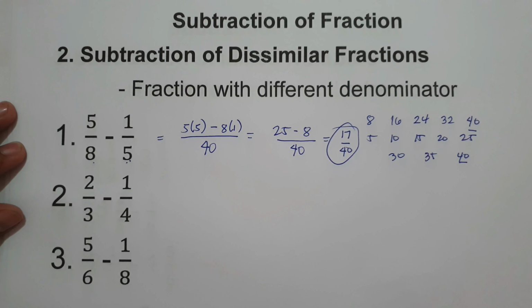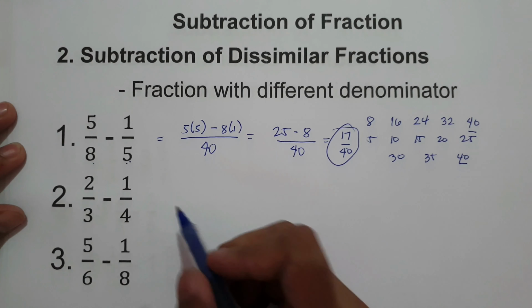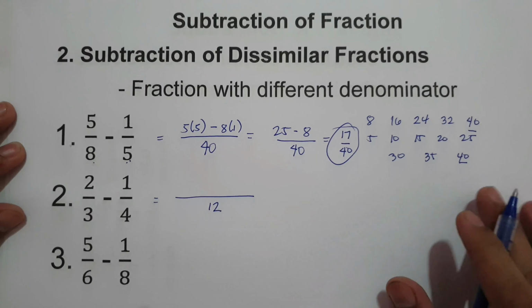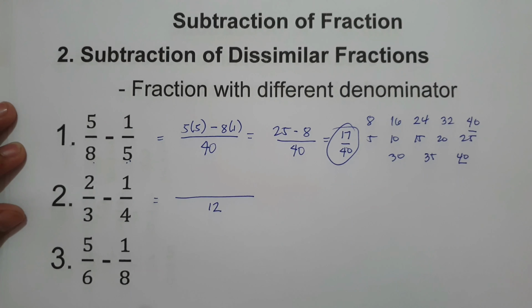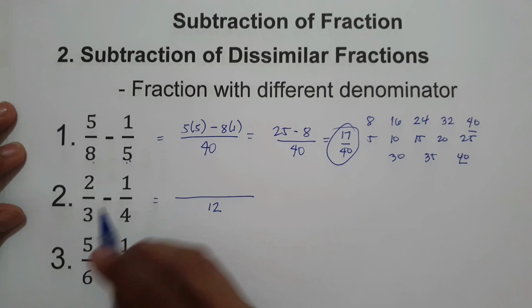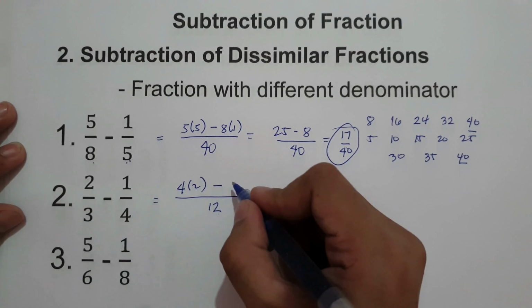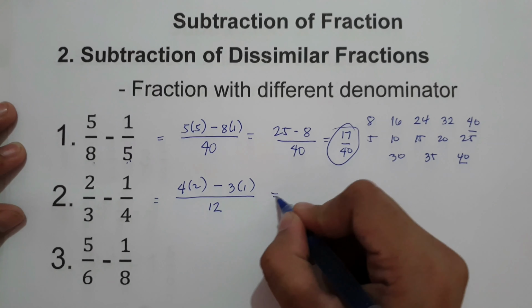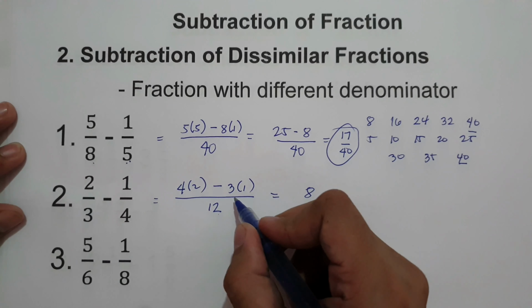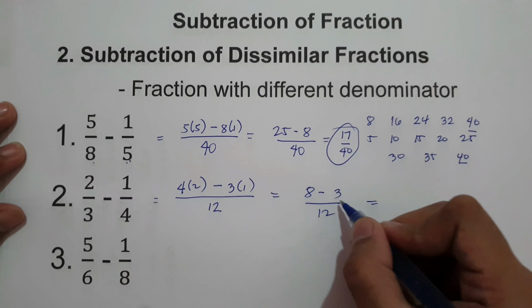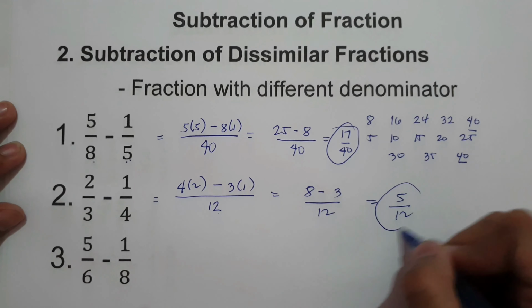What about number 2? 2/3 minus 1/4. The LCM of 3 and 4 is 12. So again, if you find any difficulty in finding the LCM, you just simply multiply the denominators. 3 times 4 is 12. 12 divided by 3 is 4, times 2. Minus 12 divided by 4 is 3, times 1. 4 times 2 is 8. Minus 3 times 1 is 3, over 12. So 8 minus 3 is 5 over 12. So this will be our answer.